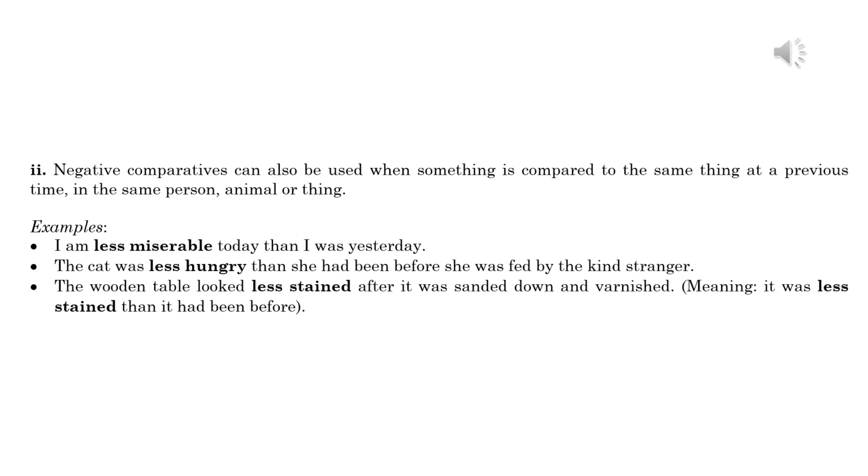Two, negative comparatives can also be used when something is compared to the same thing at a previous time in the same person, animal, or thing. Examples: I am less miserable today than I was yesterday. The cat was less hungry than she had been before she was fed by the kind stranger. The wooden table looked less stained after it was sanded down and varnished. Meaning, it was less stained than it had been before.